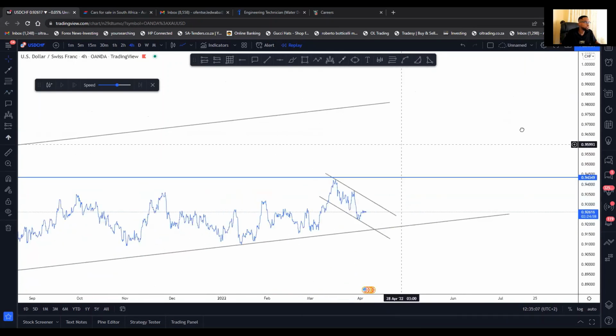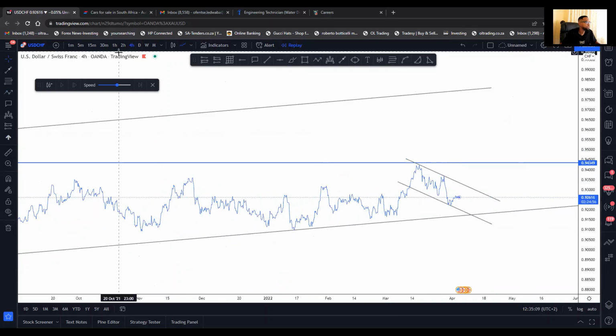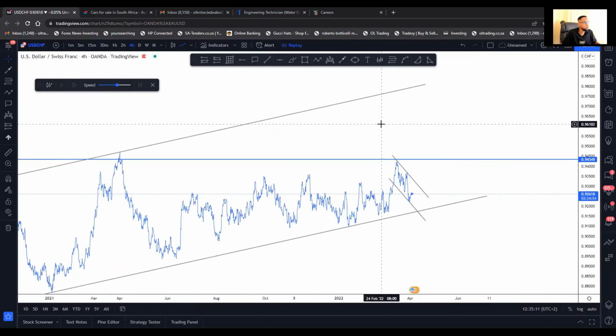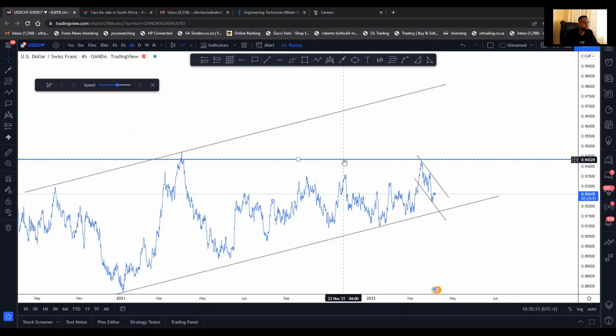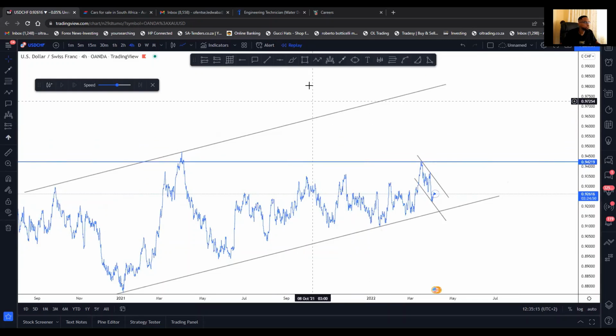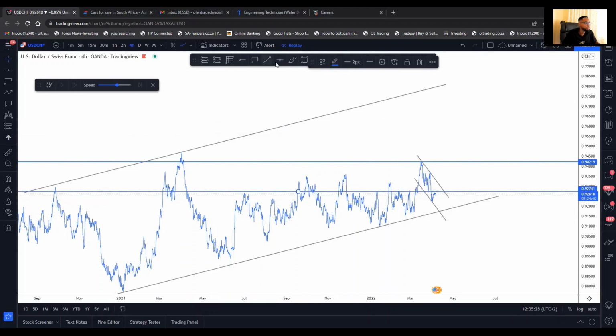So let's get into the chart in much more detail. Let's draw our lines now. This one here. I'll use this one. Yes.